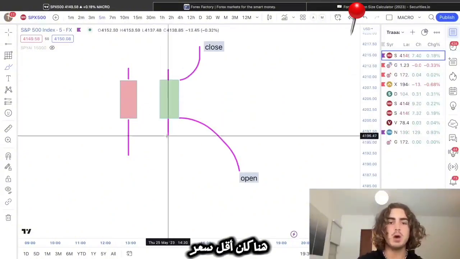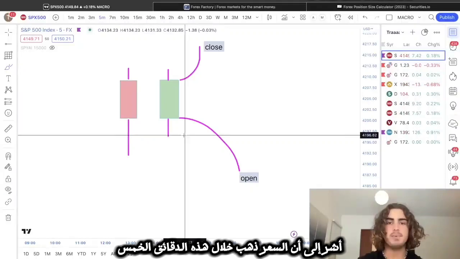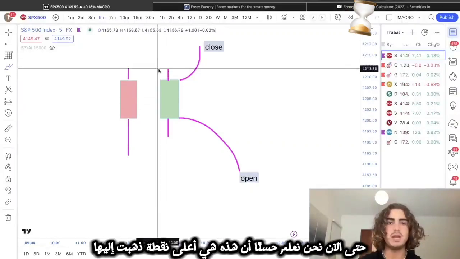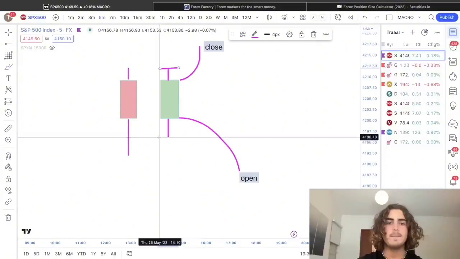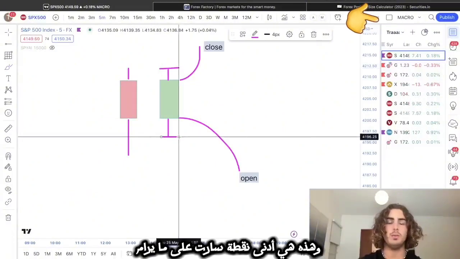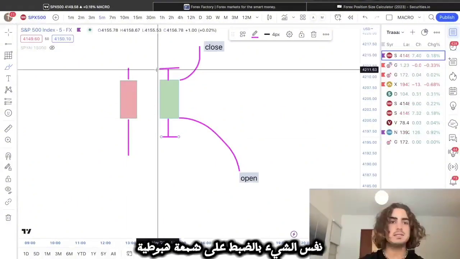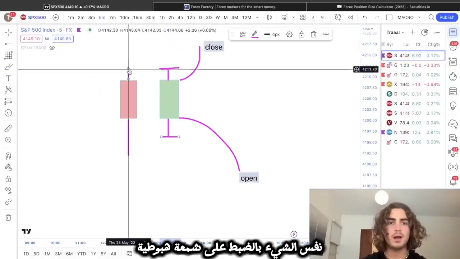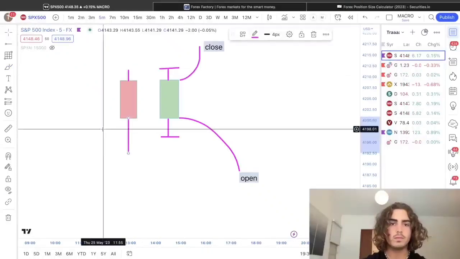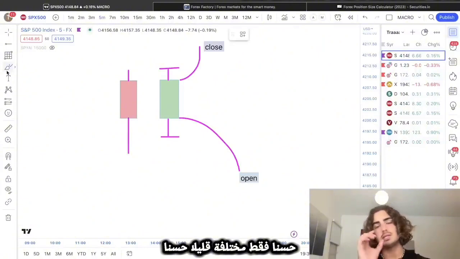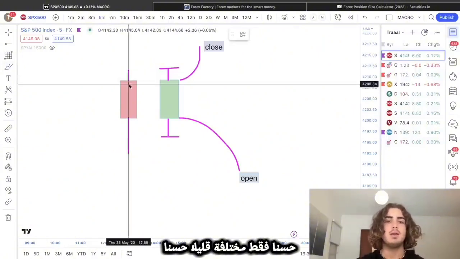Down here was the lowest price point that price went within these 5 minutes. So now we know, okay, this is the highest point it went to, and this is the lowest point it went to. Same exact thing on a bearish candle, just slightly different.